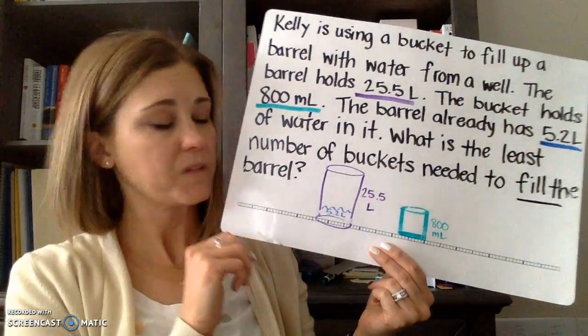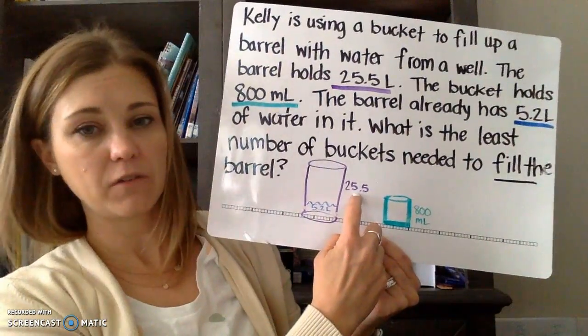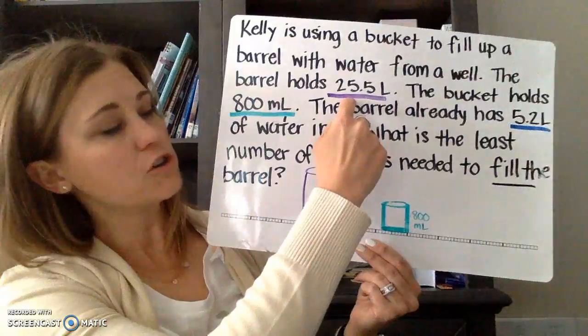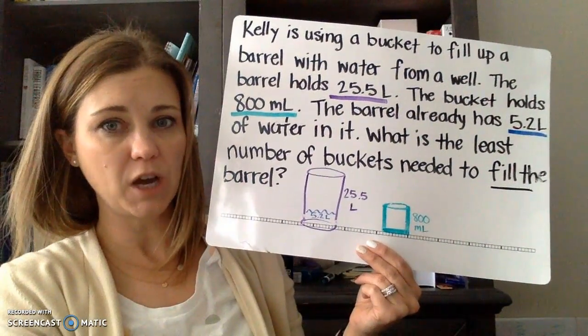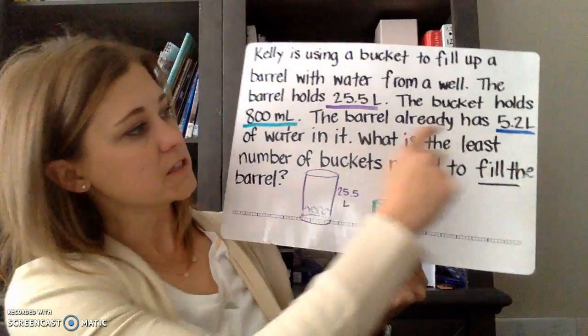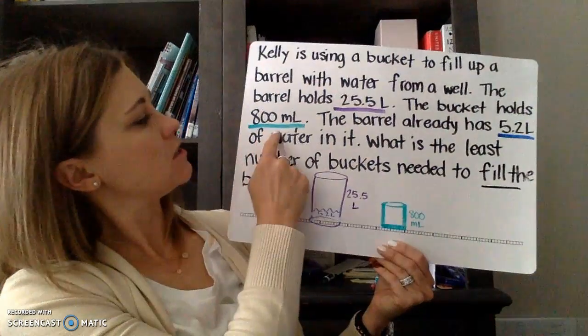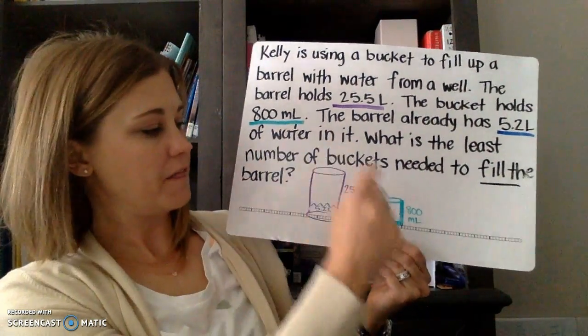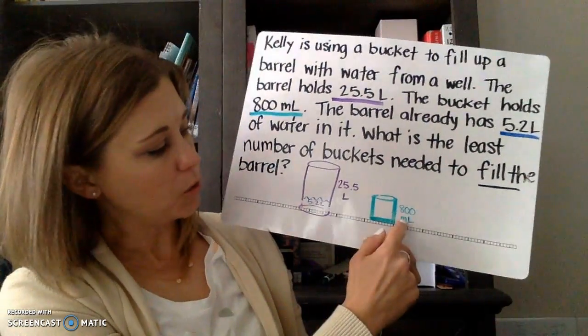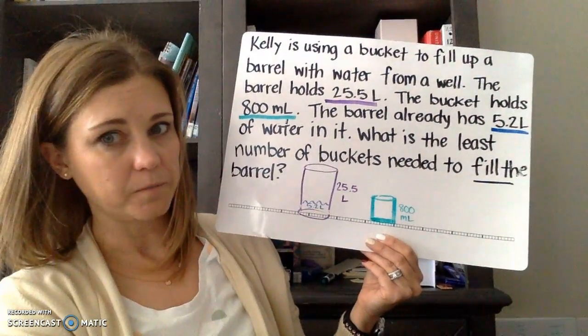All right, so first I draw the picture of my barrel, and my barrel is definitely bigger than my bucket. My barrel holds 25 and 5/10 liters. So I drew that in purple and I underlined it in purple so it helps me keep track. Like a mental check, I've finished that one. The next number I get to is my 800 milliliters. That's my bucket, so I did that one in green. I wrote how much it holds and then I underlined it in green.